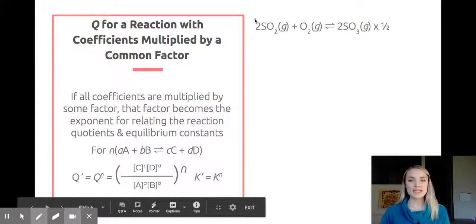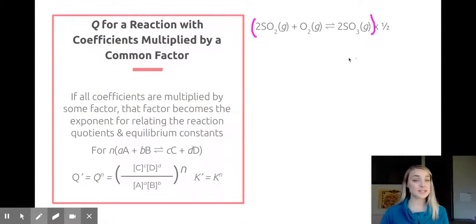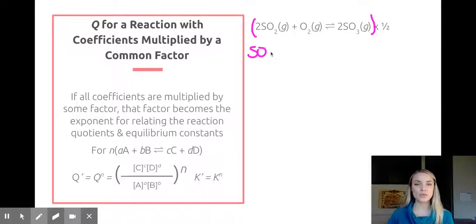Let's take a look at what that actually looks like with a real example. So if I am taking 2SO2 plus O2 yields 2SO3, this is the exact same reaction from the previous slide, and multiplying by 1/2, my new balanced equation will look like this: SO2 plus 1/2 O2 yields SO3. Because I multiplied 2 by 1/2 and 2 by 1/2, I now have coefficients of 1 and 1, and the coefficient of 1/2, because 1 times 1/2 is 1/2.